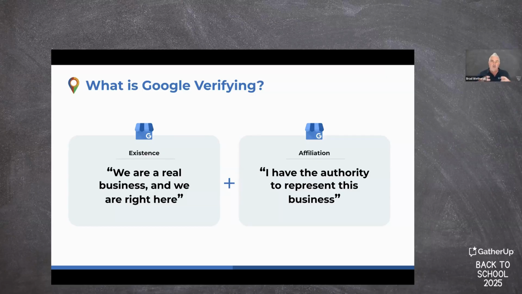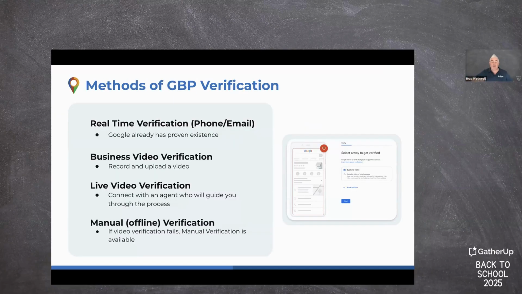And so, are you able to represent that business? Can I hand you the keys to the Google Business Profile and allow you to start making changes? Or am I handing the keys to someone who has no real authority over that business? So, they're the two things that Google is trying to verify. And as you go through the verification process, there are actually different forms and methods of verification. Real-time verification is by far the easiest and the best.